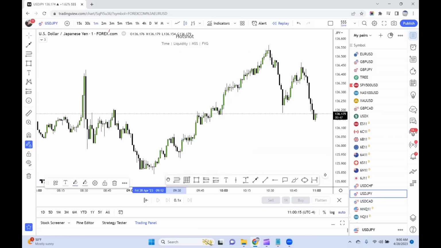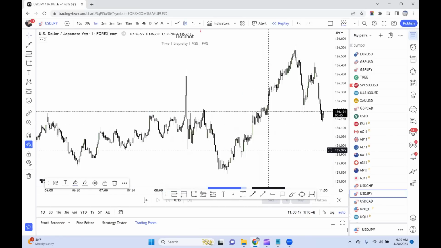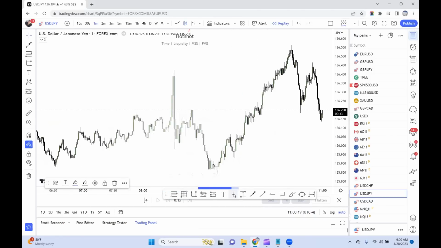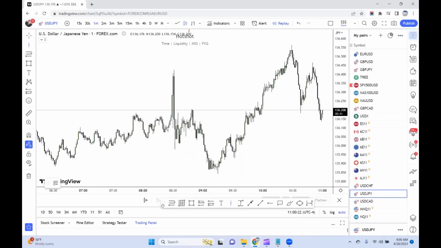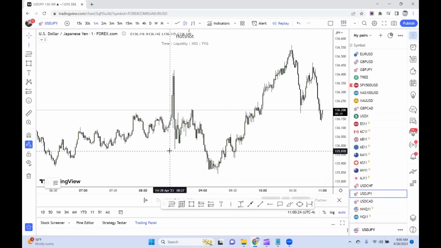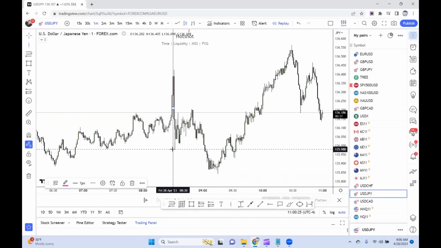So now that we kind of went over this, let's show you an example right here. So first things first, you want to delineate your 8:30 to 11 time. Now, why 8:30 to 11? Well, why 8:30? Because that's when news begins releasing.